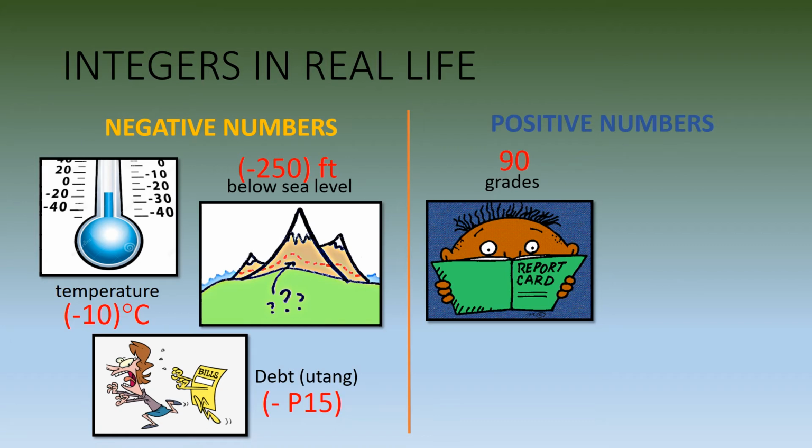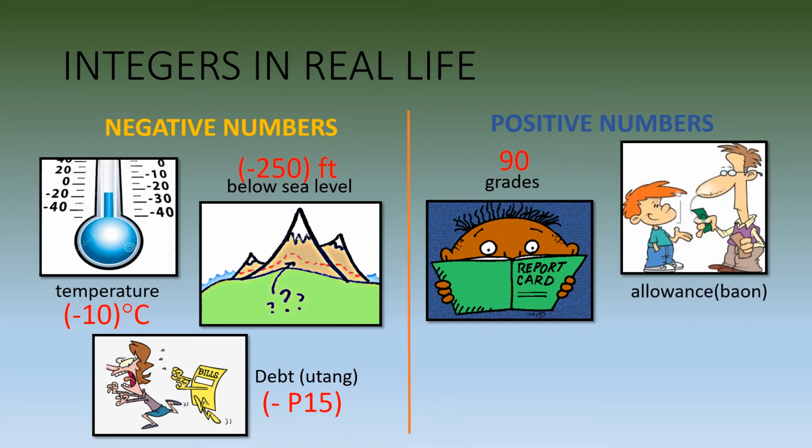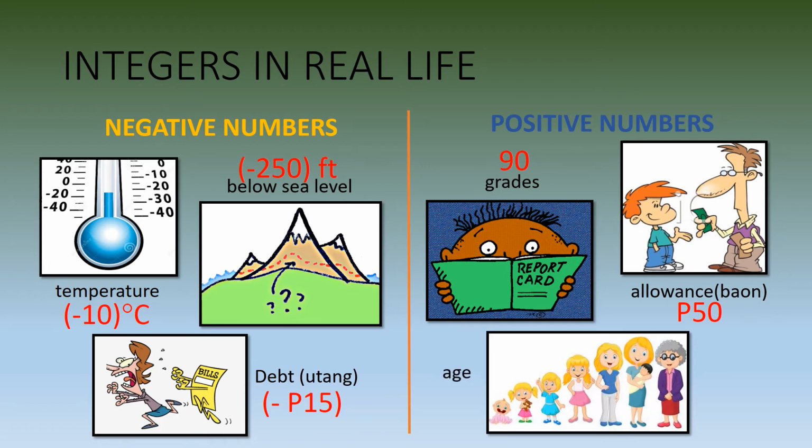Next, allowance or baon. Your baon represents a positive amount in your wallet. If you are given 50 pesos by your parent, that means a positive 50 pesos in your wallet. Lastly, your age. If you are 13 years old right now, then that 13 is represented by a positive integer. Why? Because it is always greater than 0.